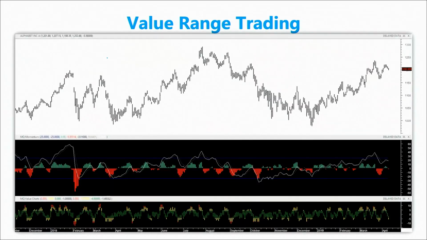Now we can take a look at another one. This is Alphabet, or Google. You can see for a while here, we were in compression. We didn't have a trend. And then we come out of the compression, we start going higher highs and higher lows, right? So while we're in the compression phase over here in a circle, we're doing value range trading. We're buying significantly undervalued. We're selling significantly overvalued. And we're catching these nice little swings as the market chops around.